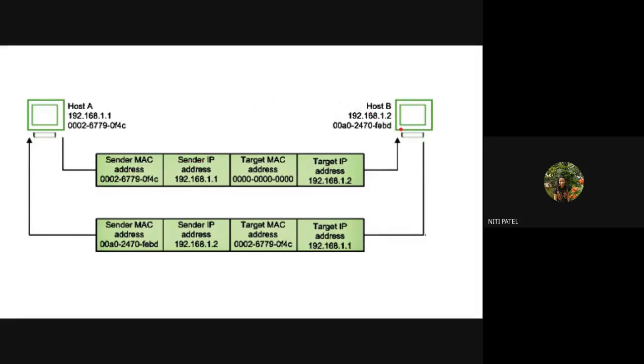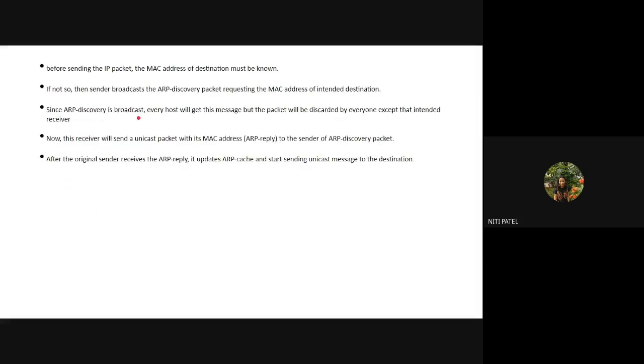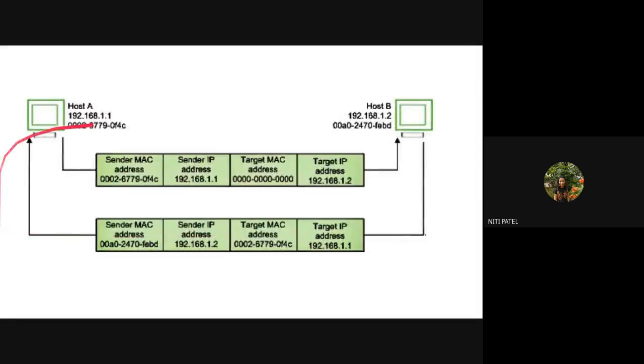Now what is host B going to do? It will identify its MAC address, put that MAC address in, and send it back to the host. Since ARP discovery is broadcast, every host will get this message, but the packet will be discarded by everyone except the intended receiver. Now, what is happening here?